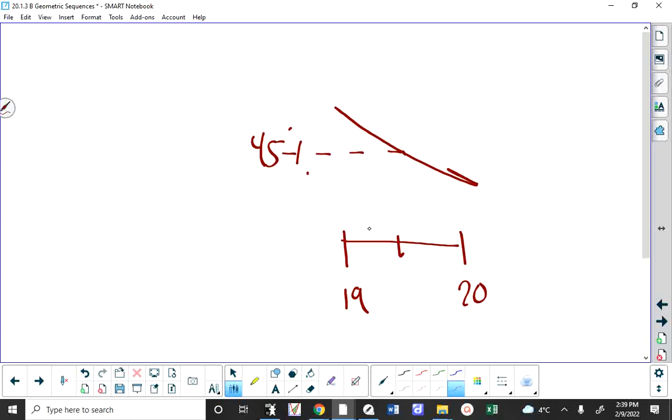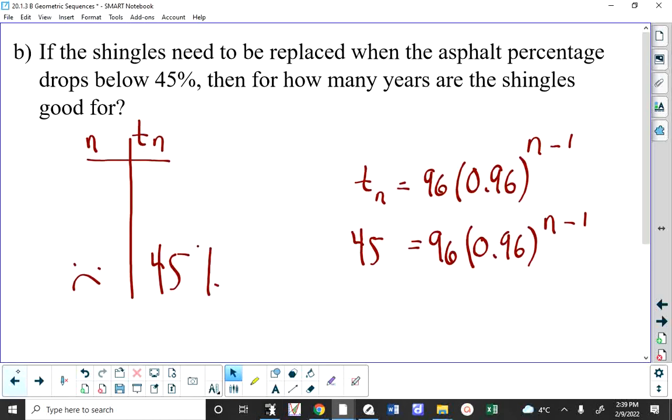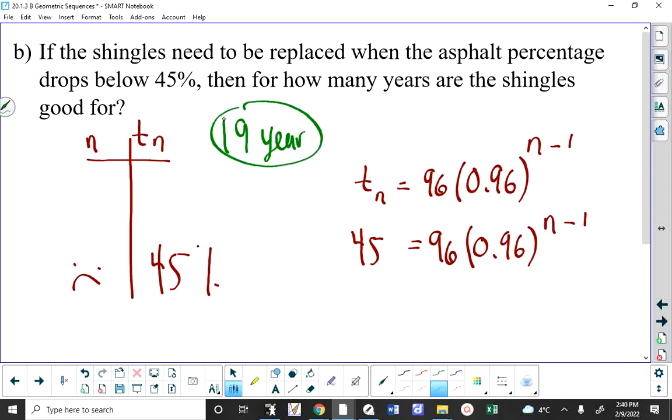So how many years of coverage is it better than 45, which means you have to round down no matter what. And by the way, you can see that by looking at your table, right? 19 is good, 20 is not. So the answer to question B is 19 years. But the only way you can do this is to do it on your calculator. Any questions with B? No?